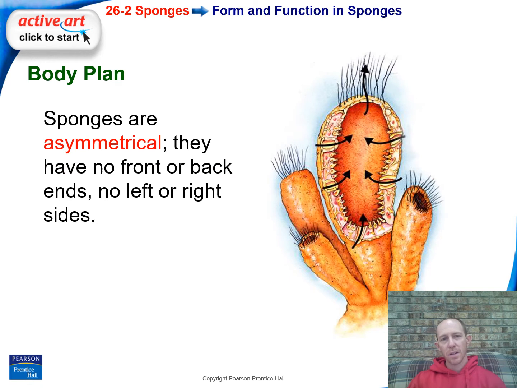So the symmetry of sponges. So sponges are all asymmetrical. They don't have any symmetry. There are asymmetrical creatures in other phyla, but all sponges are asymmetrical. So no body symmetry. Don't forget about that.